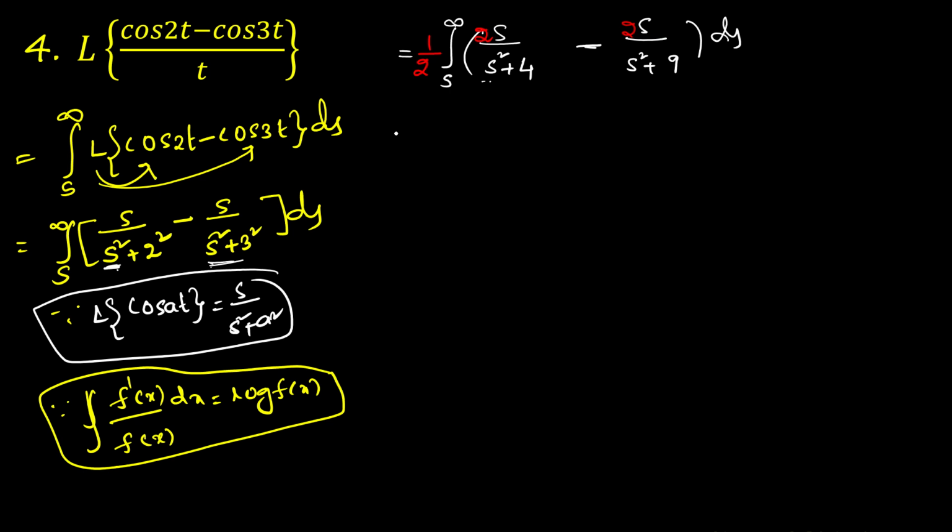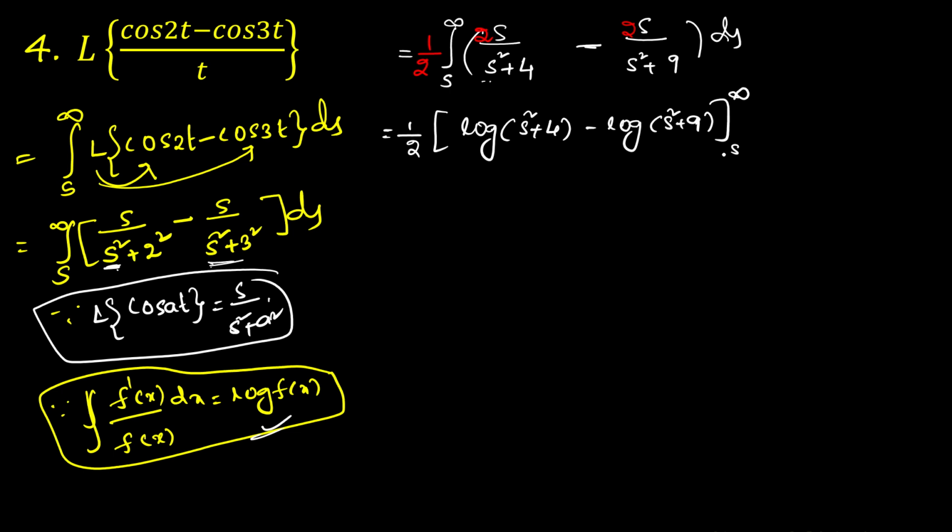So this one is equal to 1 by 2 of, applying this formula, log f of x. Log f of x means log of s square plus 4 minus log of s square plus 9. Now the limits are s to infinity. So can we apply the upper limit and lower limit directly?